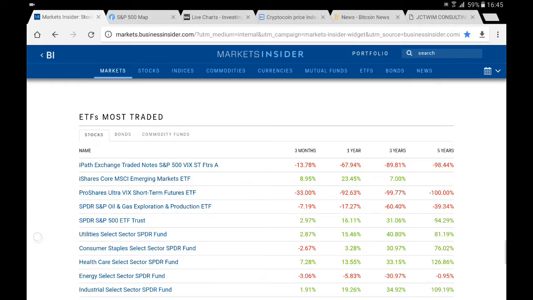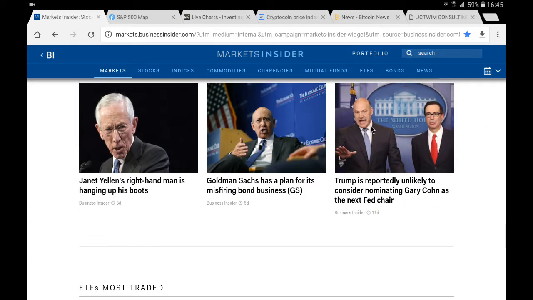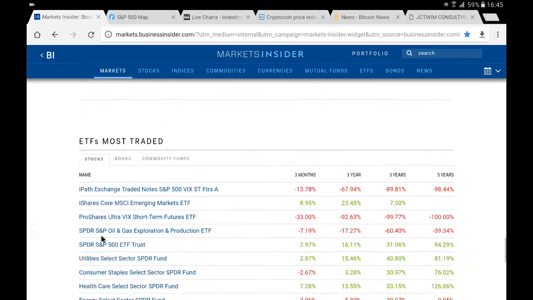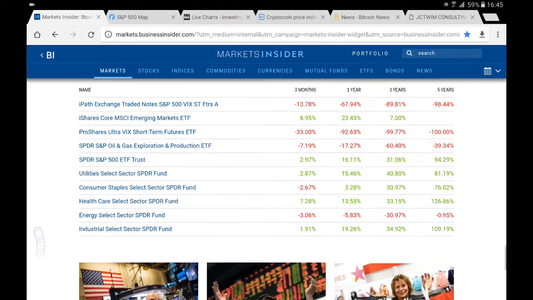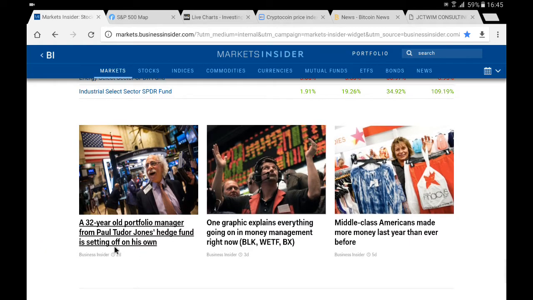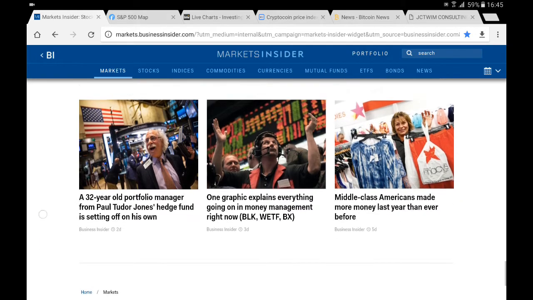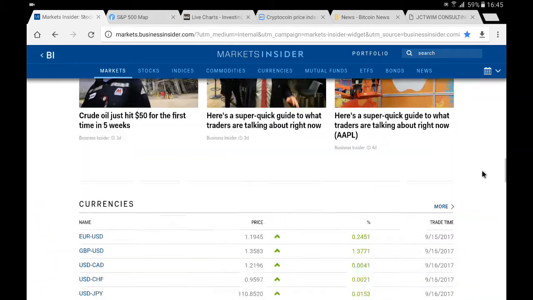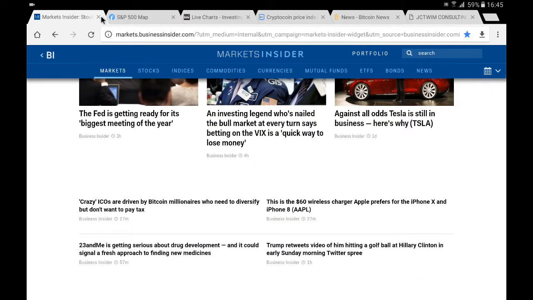Okay, now over here, ETF. Oh, maybe Mr. Cohn now is gonna take the place of Mr. Fisher over here. Who knows? And over here, ETF, the most traded. And news about hedge funds. One graphic explains everything going on in money management right now. And over here, middle class Americans made more money last year than ever before. And what else? And that's it. Okay, so that's it for the news.